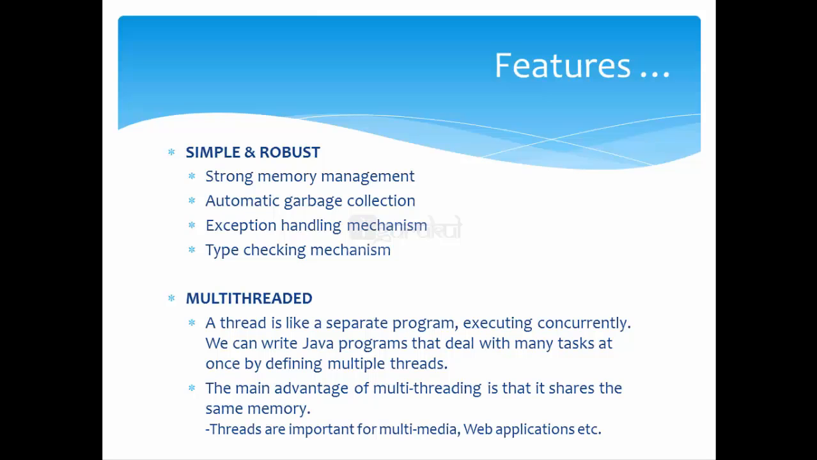So let's move on and see a few more important features of Java. Java is simple and robust. That is, it has strong memory management, automatic garbage collection, exception handling mechanism and type checking mechanism. Another important feature of Java is multi-threaded. So what is multi-threading? Multi-threading means you can execute different programs concurrently. That means you can perform different actions simultaneously. The main advantage of multi-threading is that your program can share memory.